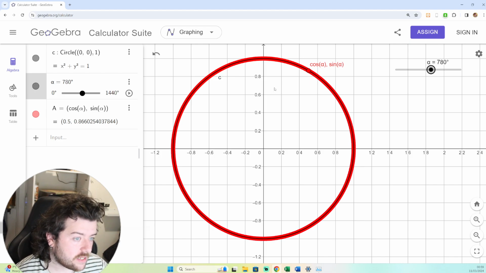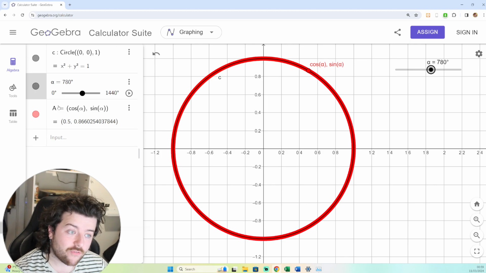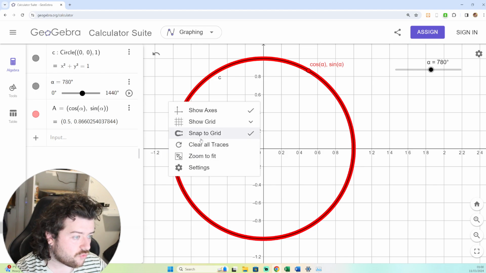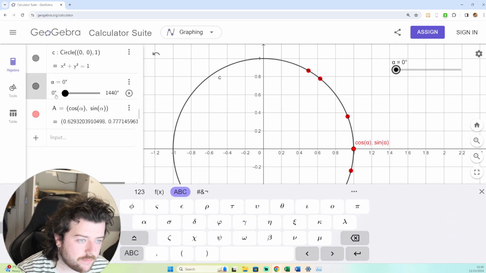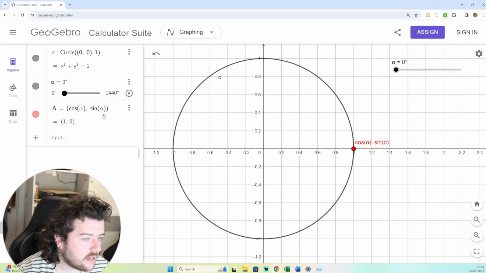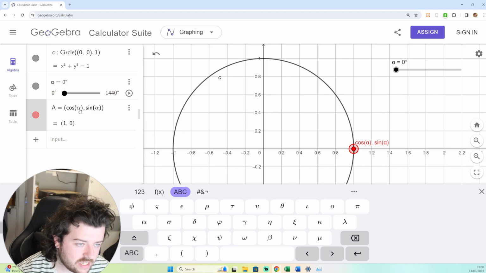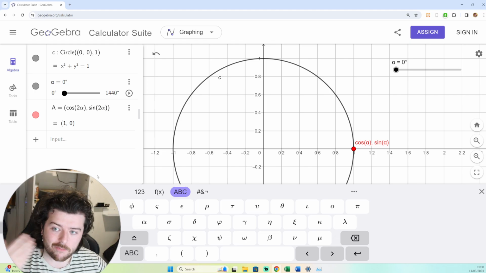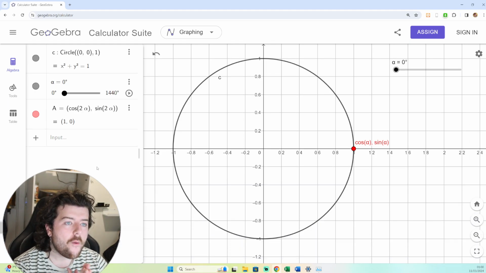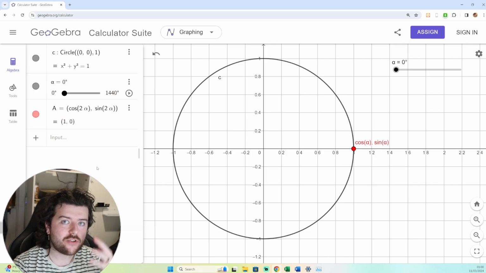Now, a problem occurs if I have a coefficient in front of my angle. I'm doing this live, so let's hope this works. Let me clear all my traces and get this back to 0. Now I'm going to change this to cosine of 2 theta and sine of 2 theta. So now I'm doubling my reference angle, and my point should be traveling around the unit circle faster.